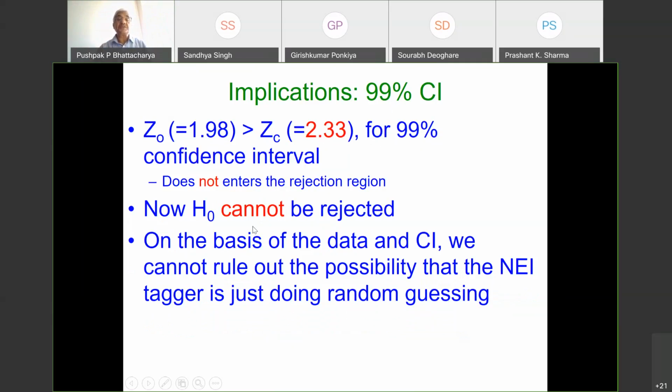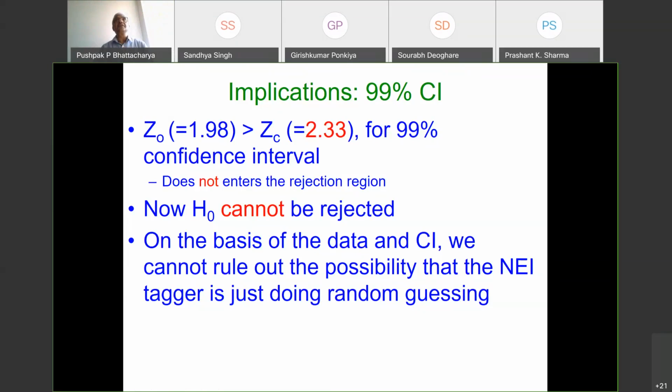So ZO does not enter the rejection region, and now H naught cannot be rejected. On the basis of the data and confidence interval, we cannot rule out the possibility that the named entity identifier tagger is just doing random guessing. So if we are much less tolerant, not prepared to tolerate a high level of error, then we cannot reject the null hypothesis based on the data. Since 32 errors have occurred out of 50.